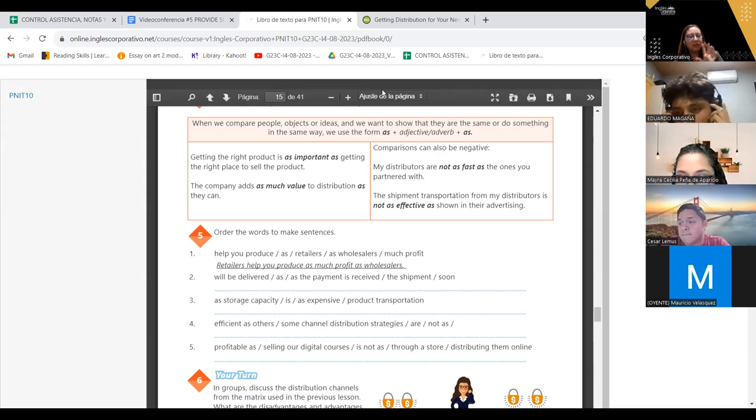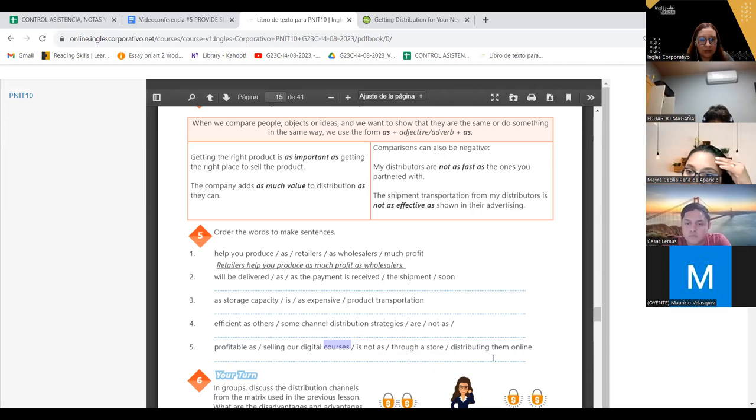Let's change some words again. The digital courses, they cannot be sold through a store. Because they are digital, they can only be sold online. Let's change it a little bit. Selling our digital courses, next. Sorry? Let's do it again.